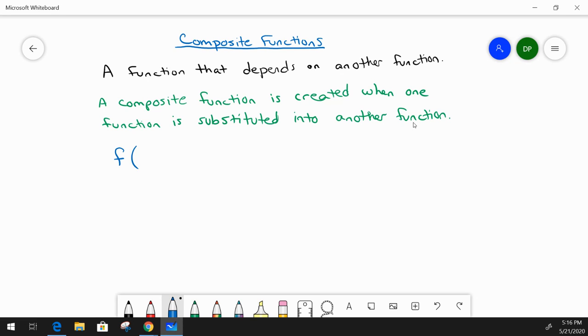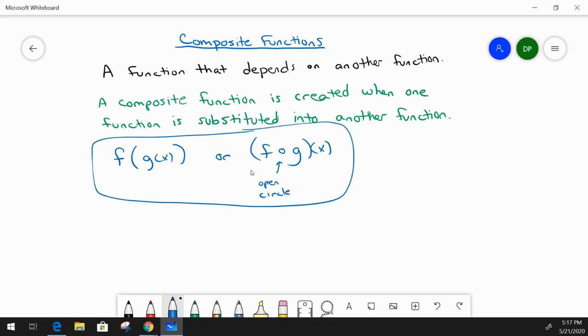One way is by saying f of g of x, so this is the notation, or also you might see f with this little open circle. It kind of looks like an O, but it's not at the same level as the F and the G. A lot of times students will call it "fog", but that's the other way of notating it. So this is the notation for a composite function.